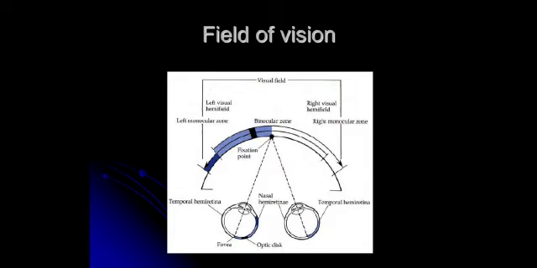So this is the different field, the left visual hemifield and the right. For the binocular zone there is overlap. So the fixation point, the fovea, the temporal hemiretina and the nasal hemiretina. This is how the visual field and the field of vision is assessed.